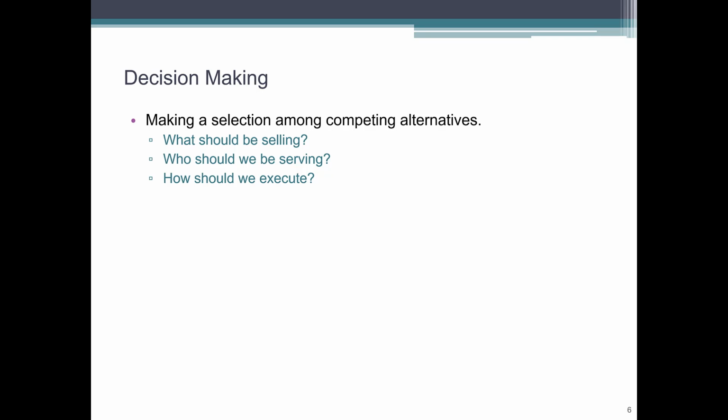Decision-making. Decision-making involves making a selection among competing alternatives. Many managerial decisions answer 3 questions: what, who, how. What should we be selling? Who should we be serving? How should we execute?